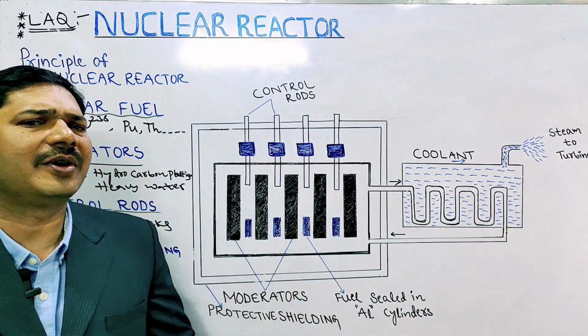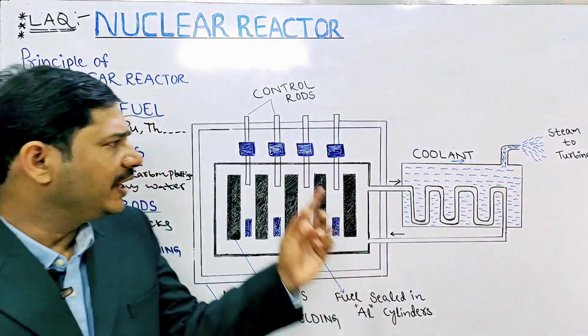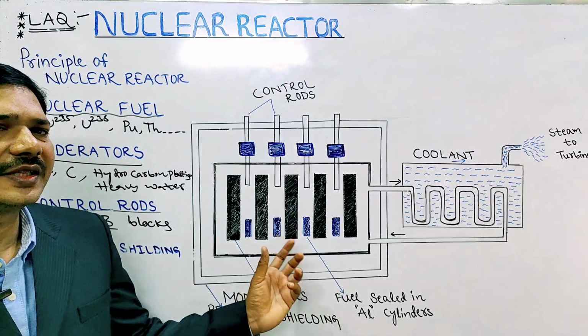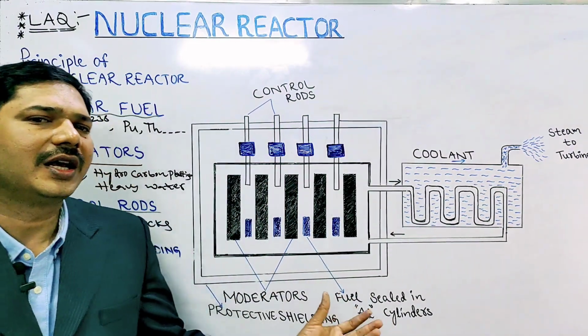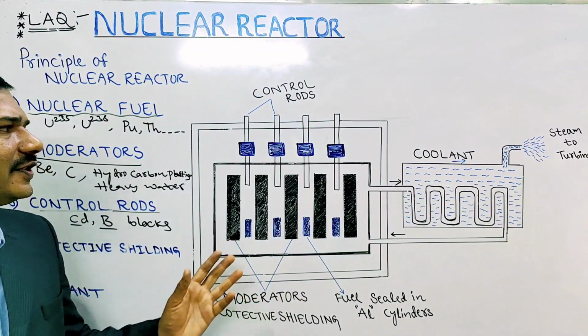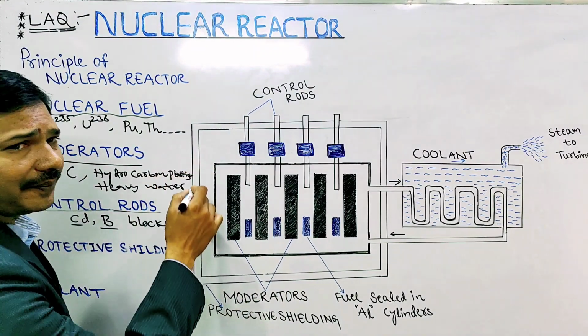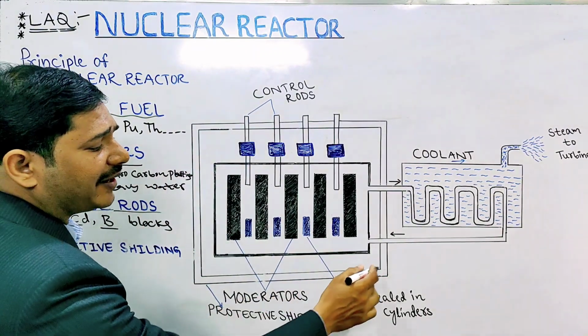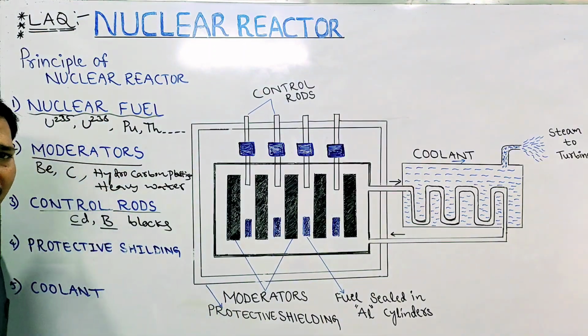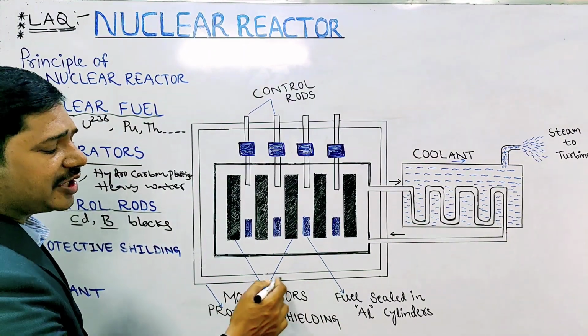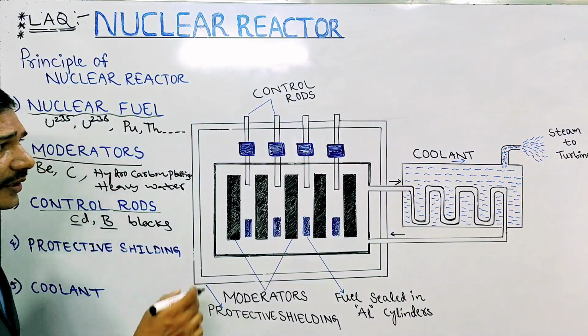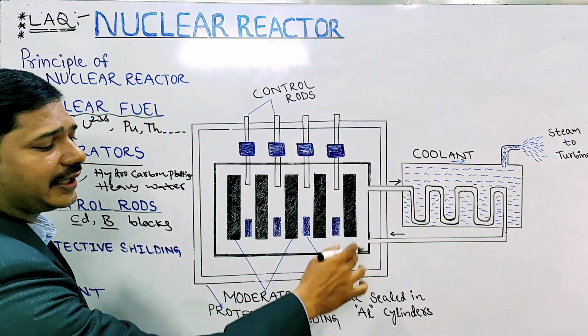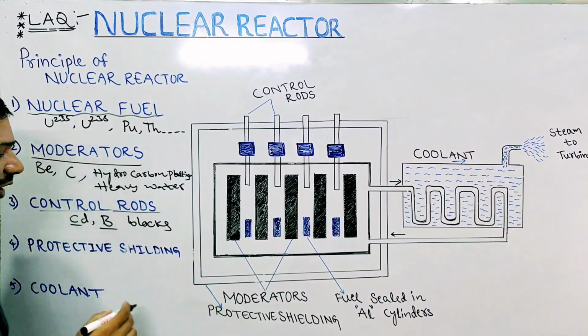So that time a large amount of energy releases. If any leakage is there, what happens that time? That is harmful for the operating persons. That is why the surroundings are made up of concrete blocks or lead blocks, nearly 10 meters in thickness. That is called protective shielding or radiation shielding.